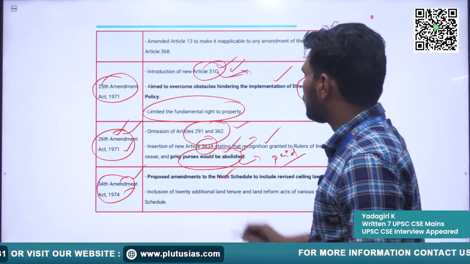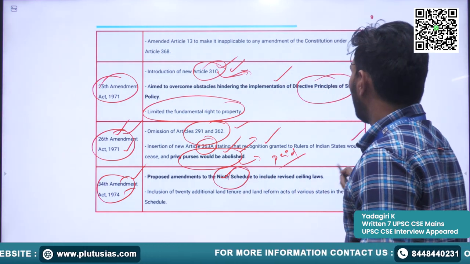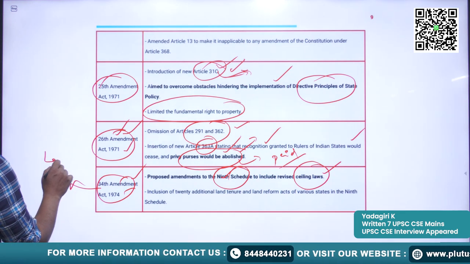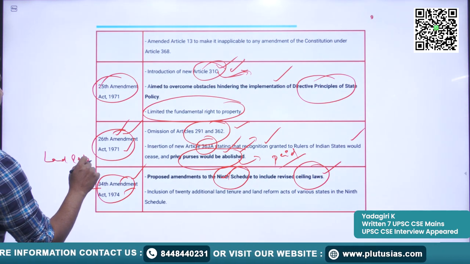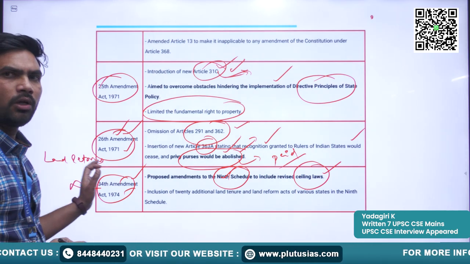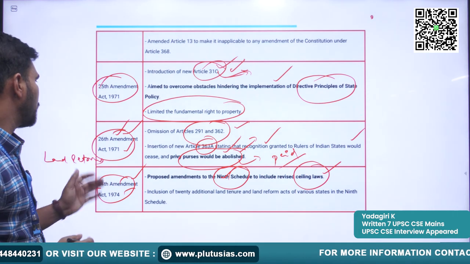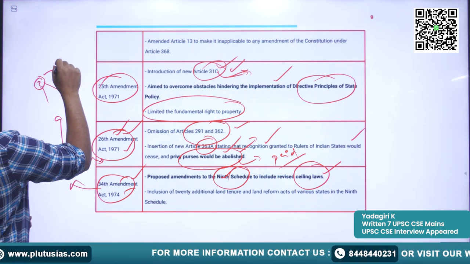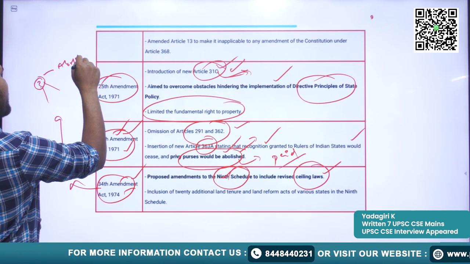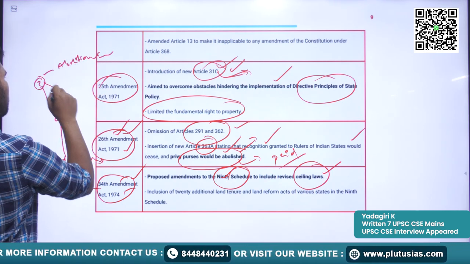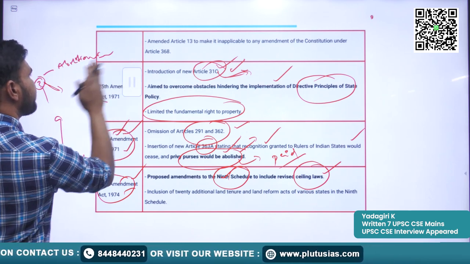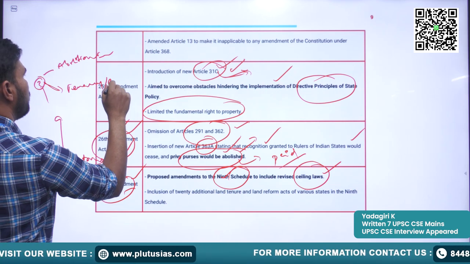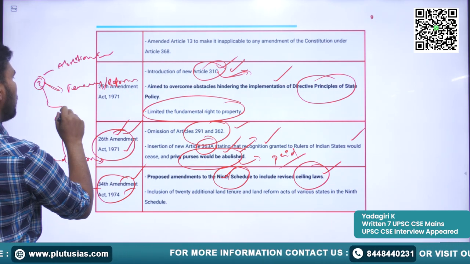So it proposed amendments to the 9th Schedule to include revised ceiling laws. As you all know, the laws related to land reforms have been incorporated in the 9th Schedule. So when it comes to land reforms, three types of reforms were there. One is abolition of intermediaries. Second one is tenancy reforms. Next one is about land ceiling.